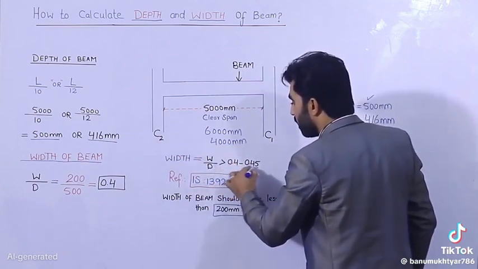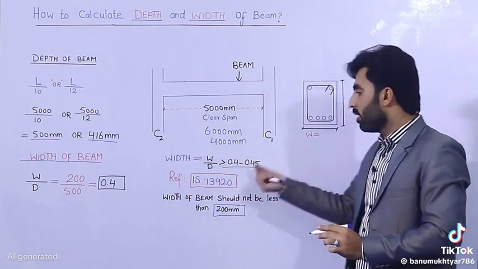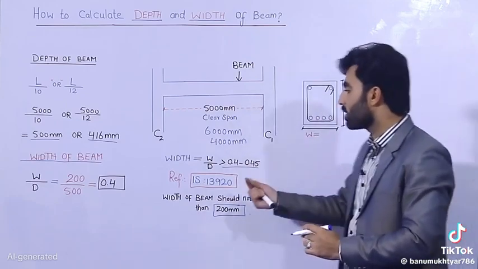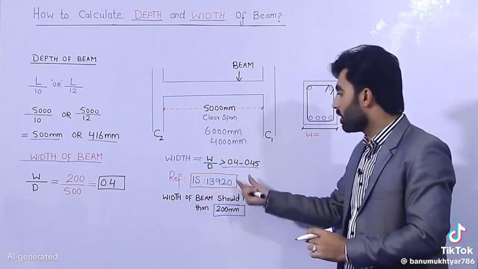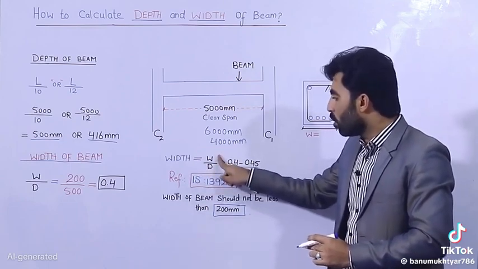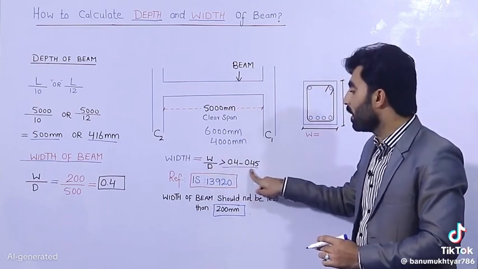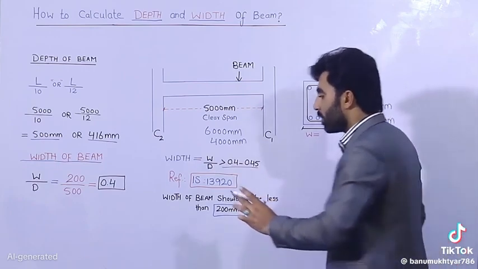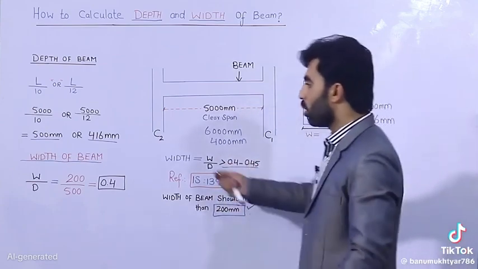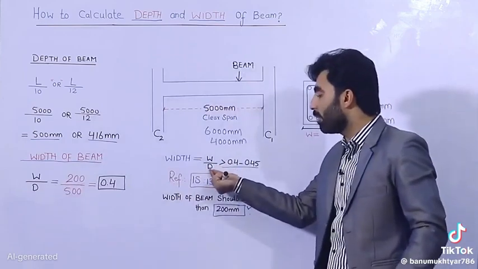So it should be greater than 0.4 to 0.45 from the reference of IS 13920. So this is from the reference of IS, Indian Standard Code. You can find this, that the width of the beam divided by depth should be from 0.4 to 0.45. So now guys, remember that the width of the beam should not be less than 200 mm. So therefore the width of the beam, so width divided by depth, as you can see here we have the formula, width divided by depth.